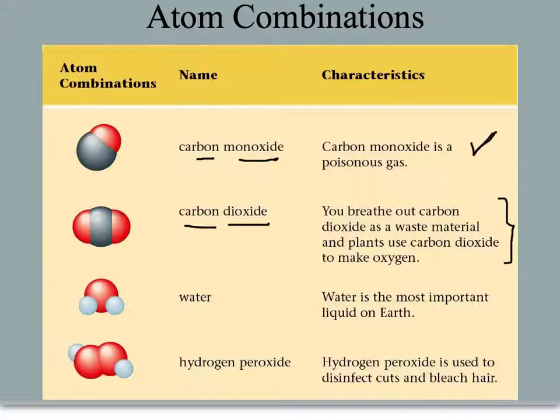And if one oxygen atom combines with two hydrogen atoms, we get the essential molecule water. And add another oxygen to that, and we get hydrogen peroxide, which some of you have used to treat cuts or bleach hair. So depending on the combination of different elements and their number present, we get very different properties.